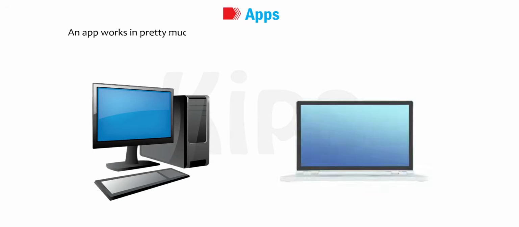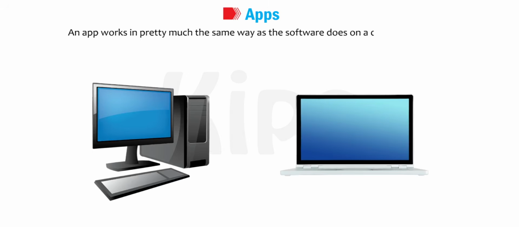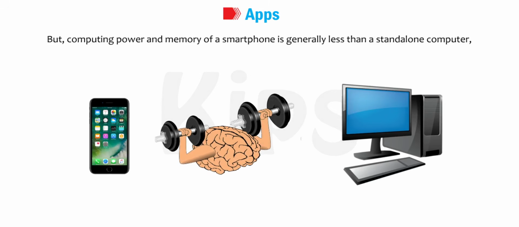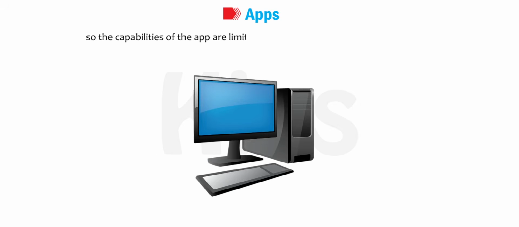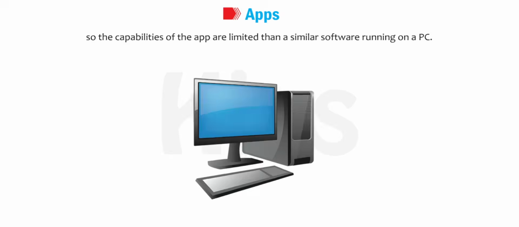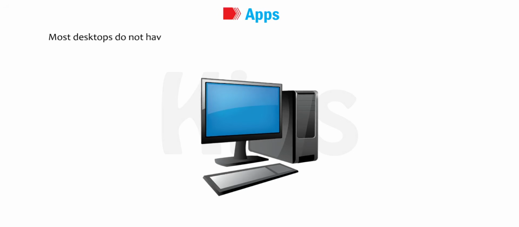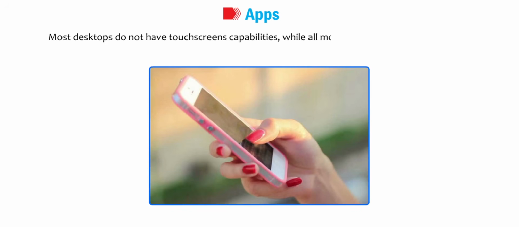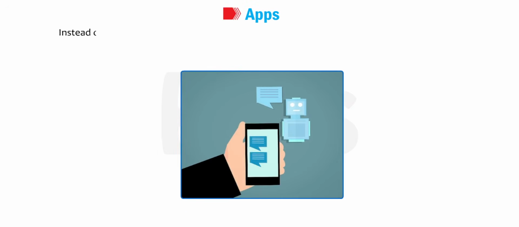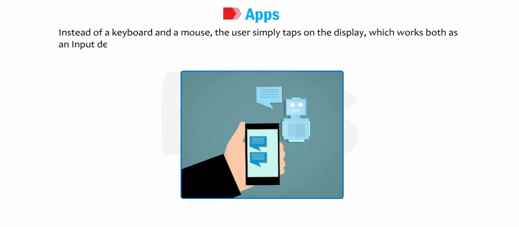And apps work in pretty much the same way as the software does on a desktop or laptop. But computing power and memory of a smartphone is generally less than a standalone computer. So the capabilities of the app are more limited than a similar software running on a PC. Most desktops do not have touchscreen capabilities, while all mobile devices have touchscreens. This changes the way the user interacts with the device. Instead of a keyboard and a mouse, the user simply taps on the display, which works both as an input device as well as an output device.